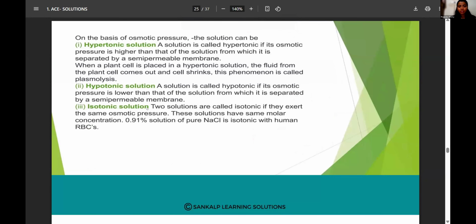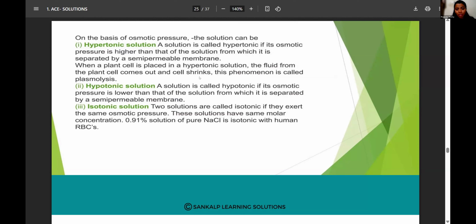You have three types of solution on the basis of osmotic pressure. Hypertonic solution, hypotonic and isotonic solutions. These things you would have studied in biology, alva? Just recall what is hypertonic and isotonic. What is hypertonic? Remember that the osmotic pressure is high. Higher than what? The solution pressure. The osmotic pressure is greater than the solution pressure. That is where a hypertonic solution comes into the picture.